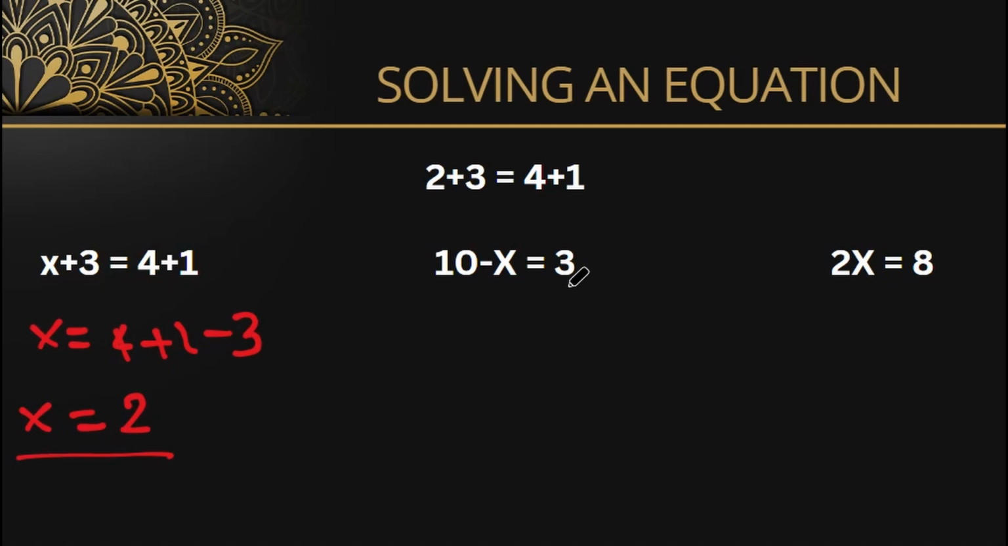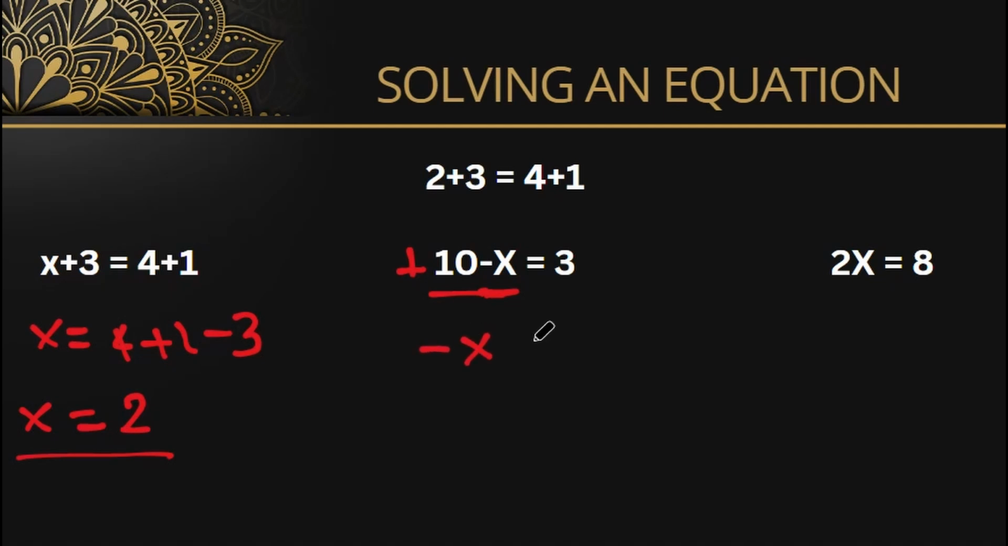Now we have 10 minus x is equal to 3. We are going to find the value of x here. And every time you see the sign, you should not see the sign after the number or the alphabet. You should see the sign before the alphabet. Here we have minus 6, not plus 6. And here we have plus 10.